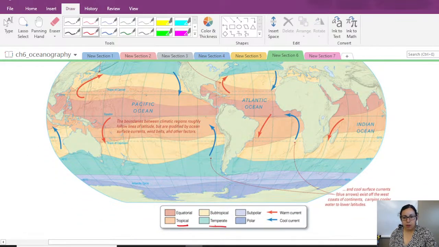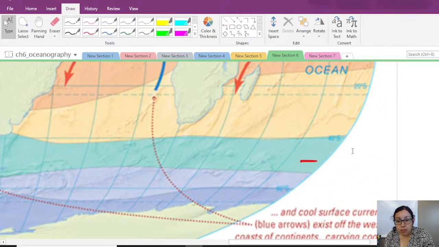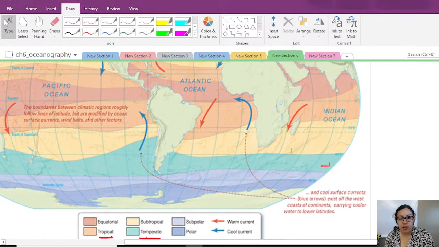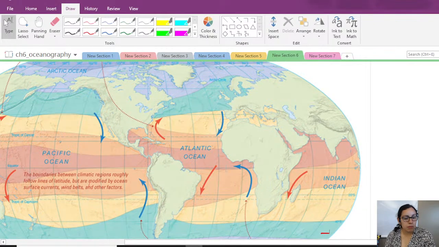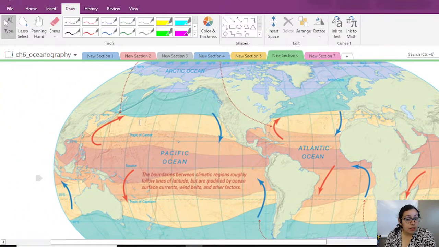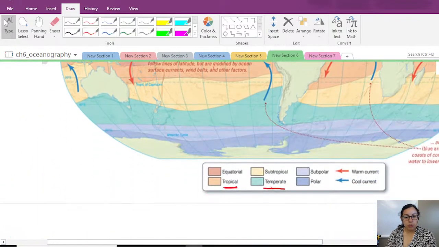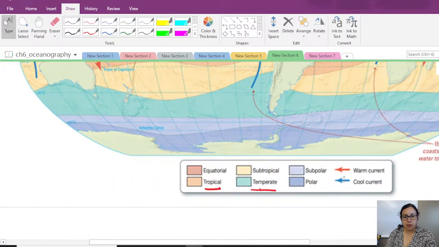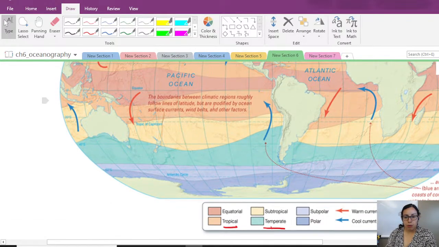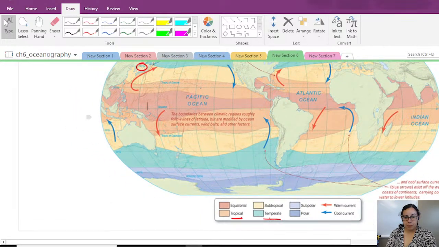And then temperate, let's see if I can zoom in. So that's like the 40-degree line, it looks like. Let me see if it's 40. So about 40 south and north, we have temperate, and then subpolar and polar.